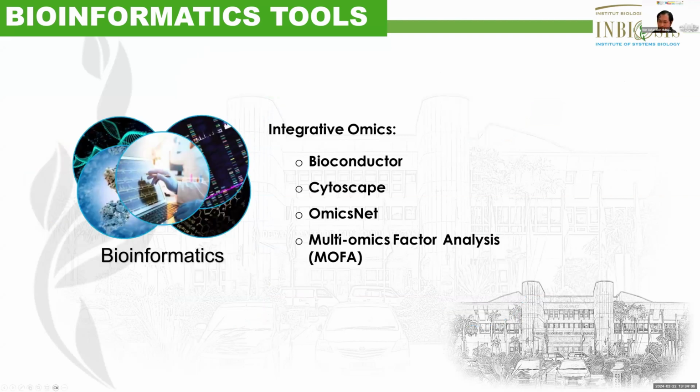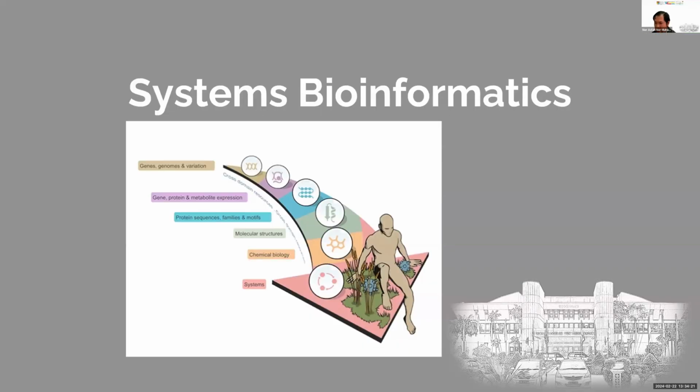Then, if you are dealing with multiple omics, meaning two or more sets of omics data, these four tools might be a good start to do some integrative omics work. Then I want to lead through to a new emerging term, which is called systems bioinformatics.